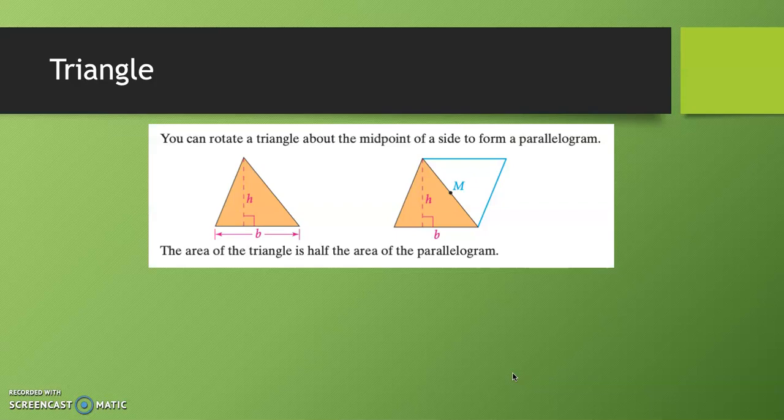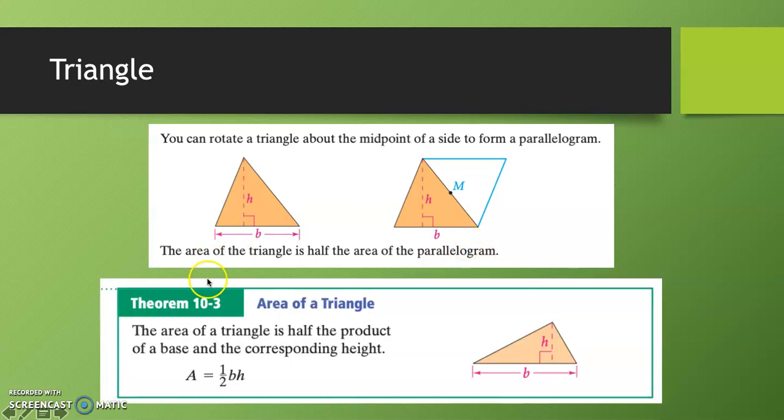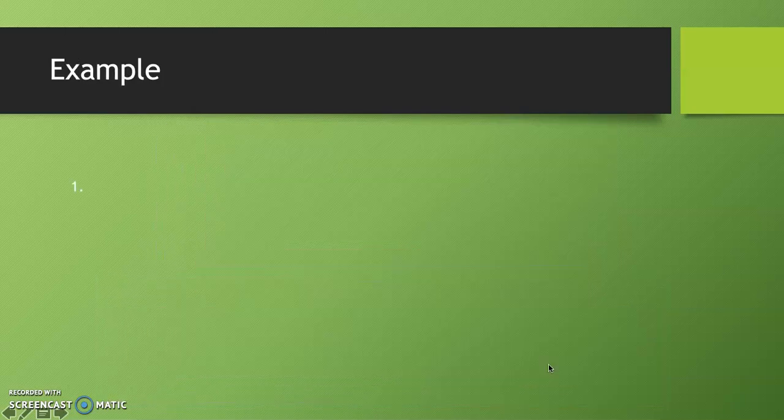Triangle. Now a triangle, you can notice that if we rotate or make an identical one on the other side, it forms a parallelogram. Sometimes it forms a rectangle, but always a parallelogram. The area of the triangle then is half of the area of the parallelogram. The area of the triangle is half the product of a base and the corresponding height. 1/2 base times height. The base of the triangle being the horizontal line and the height being the vertical line.